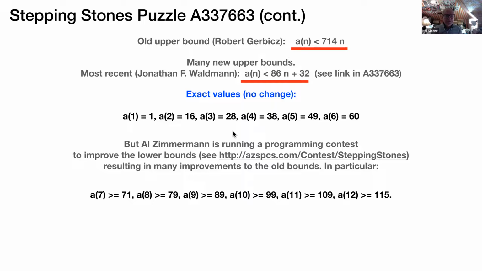But Al Zimmerman is running a programming competition where the contenders have to improve the lower bounds on A of n for n bigger than or equal to 7. And the competition is running, and he sent me some samples of the results. A of 7 now he knows at least 71. And he says that when the competition ends in November, there's a good chance that people will actually be able to, their proof will have established that some of these are in fact the exact values.